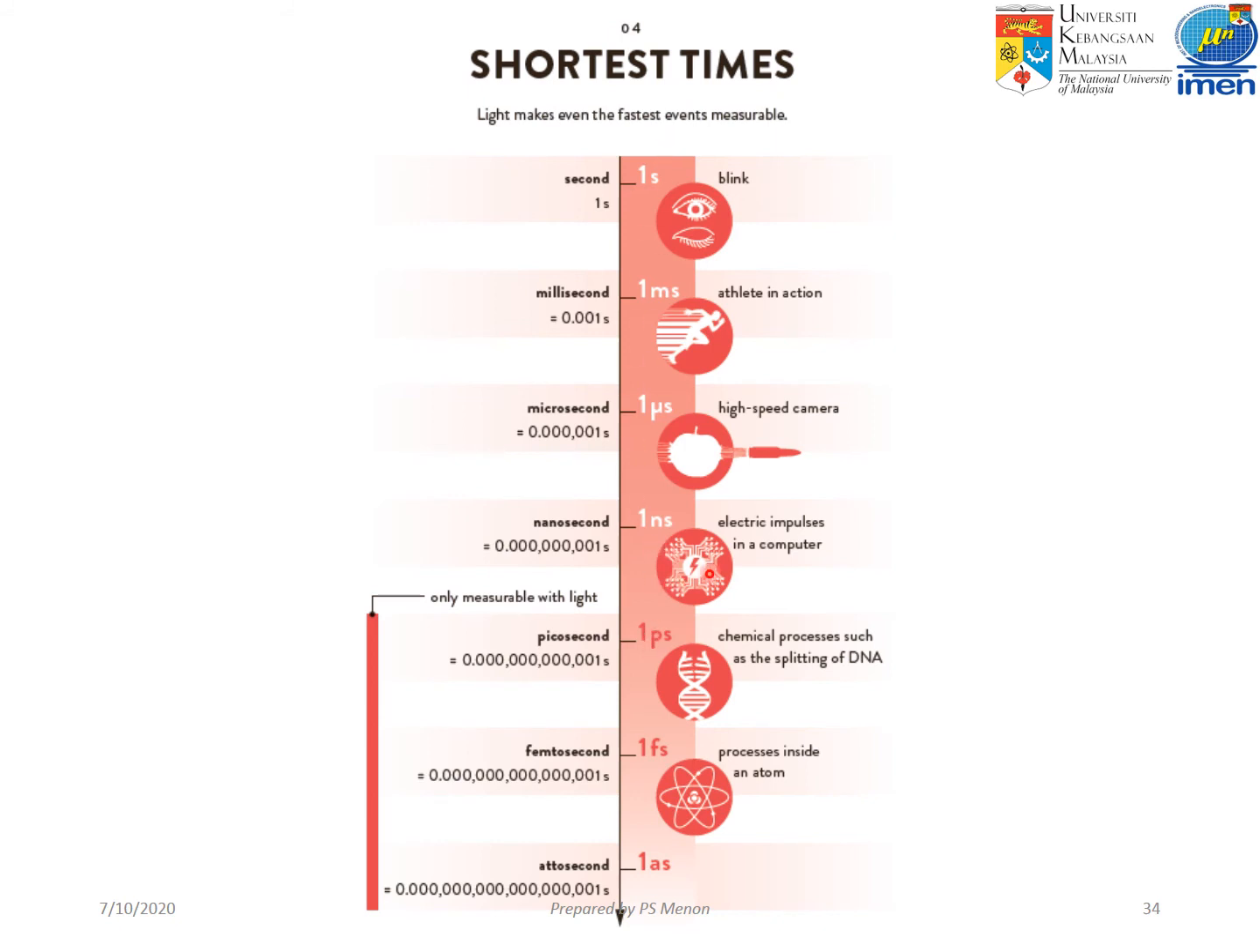For example, we have chemical processing such as the splitting of DNA. It takes 1 picosecond. The processes inside an atom, how an electron circulates around the nucleus in an atom, it is 1 femtosecond. And last but not least, you have 1 attosecond. So all these events which happen very fast can only be measured with light.